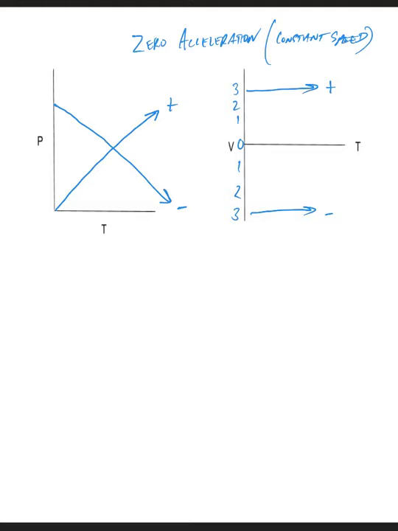And then lastly, how do we show it with a motion diagram? Well, constant speed is shown by the dots being evenly spaced. So all three of those would show zero acceleration or constant speed on those particular diagrams or graphs.